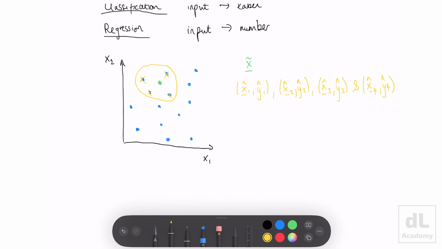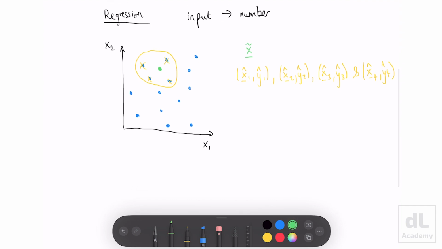Now, the simplest prediction I can make is to average the values of those points. So y tilde, the prediction for my new unseen point, is simply going to be 1 over 4, because there's 4 points, but in general it's 1 over k, and I'll write that down in a minute, times y hat 1 plus y hat 2 plus y hat 3 plus y hat 4. And this is just a simple average of those points.